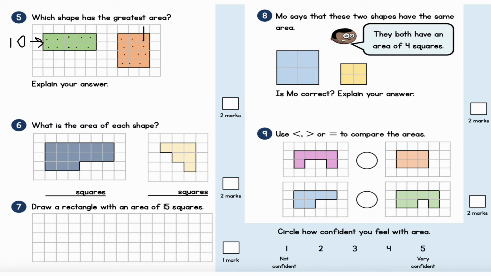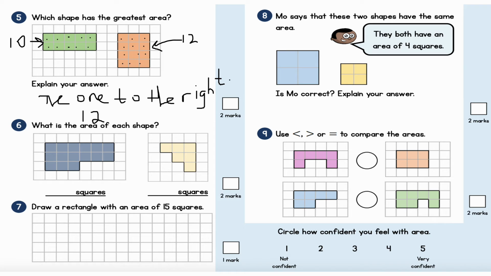Sorry, my hand just slipped there. That has an area of 12. So this one is bigger, so the one on the right, or the one that's coloured in orange. If you explain your answer, 12 is bigger than 10, so that's how I know it has the biggest area. 12 is greater than 10. That's how I know it. This is a mathematical way of showing your answer.